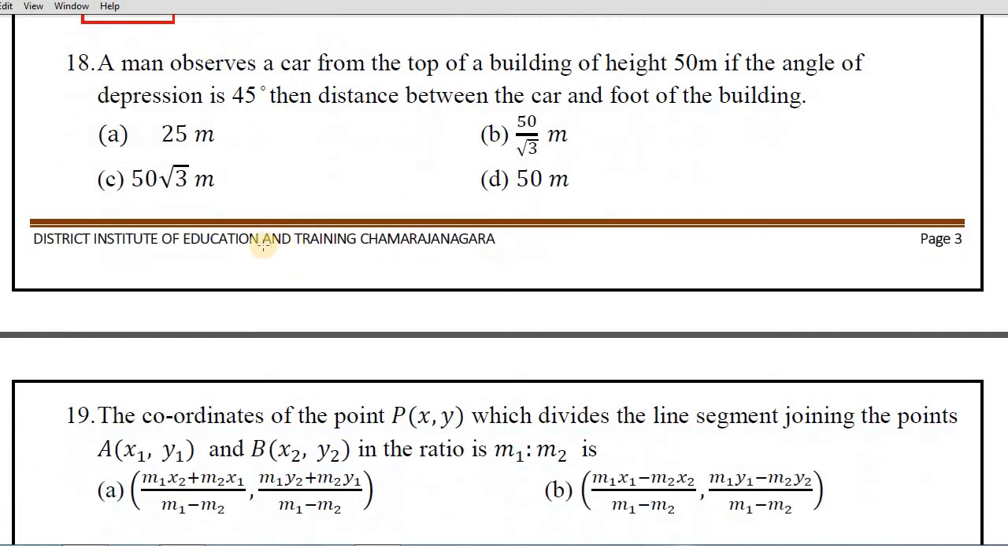Next, let us take another question. A man observes a car from the top of building of height 50 meter. It means there is a building, its height is 50 meter. So from the top a man is observing a car. If the angle of depression is 45 degree, so here angle of depression is given, that is 45 degree, then the distance between the car and foot of the building is.